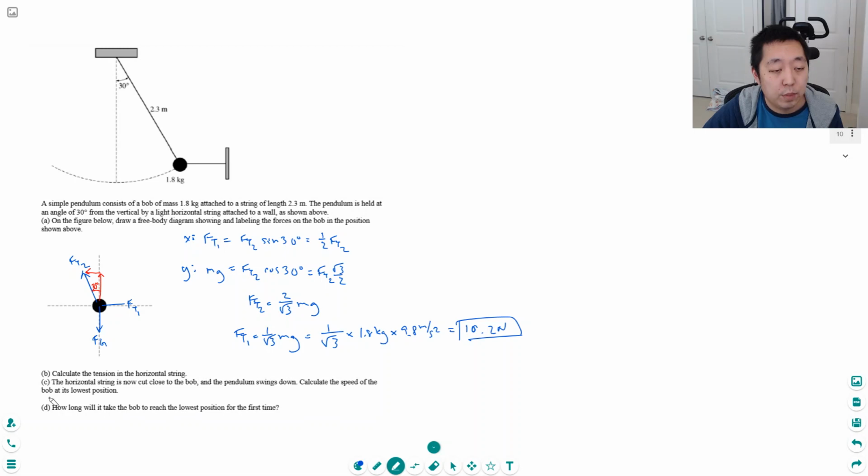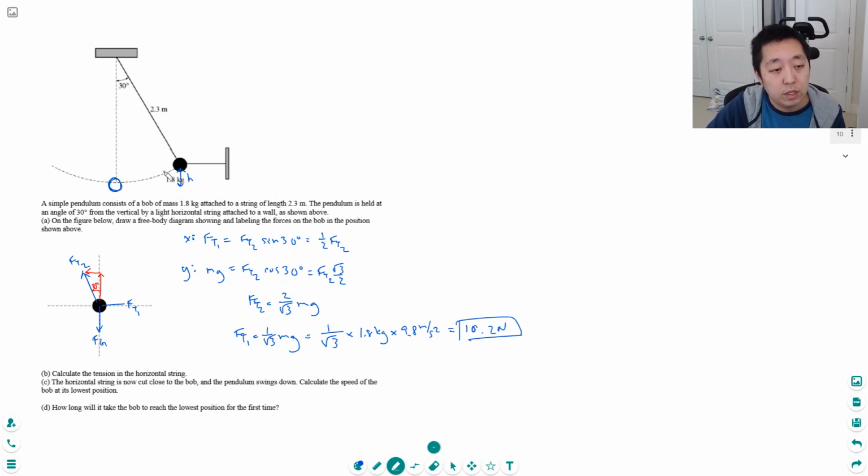The horizontal string is now cut close to the bob, and the pendulum swings down. Calculate the speed of the bob at its lowest position. This one is a little bit tricky. So I'm going to cut it, and now it's going to swing down to here. The way you think of the pendulum is it has potential energy up here, and it's converting that potential energy to kinetic energy. The key part of the potential energy is that I need to know what this height is.